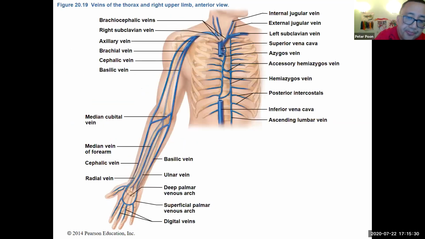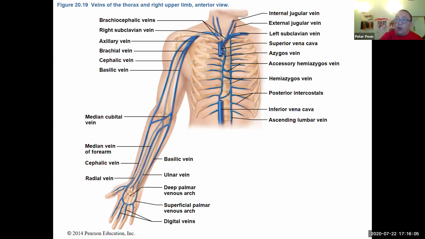Now the arm. If you look at my list, most of what I ask you to do is pretty straightforward. Every artery has a matching vein. So the radial artery has a radial vein. The ulnar artery has an ulnar vein. The palmar arch has a palmar arch vein, or palmar venous arch. They mean the same thing. The digital arteries have digital veins. Everything's all the same.